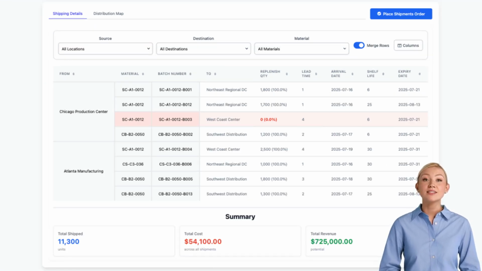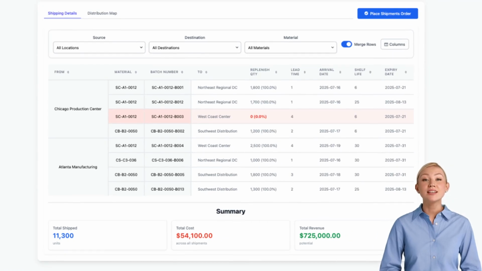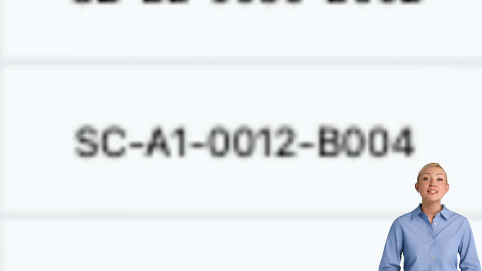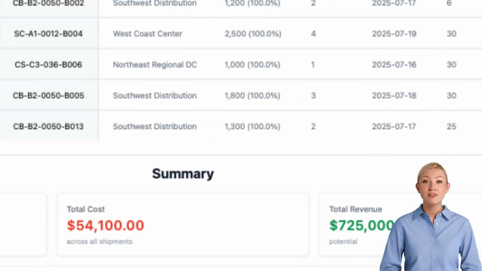The second scenario demonstrates strategic allocation for long shelf-life products, batches with 30 days shelf life. The challenge: how do we maximize shelf life utilization across our network with batches ending in B004 and B013? The system prioritizes longer lead time destinations first. For example, batch ending in B004 gets first priority to West Coast Center with 30 days shelf life, having 4-day lead time, arriving with 12 days remaining shelf life from its expiry date, maximizing our long-distance utilization.